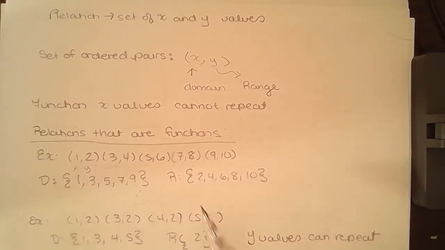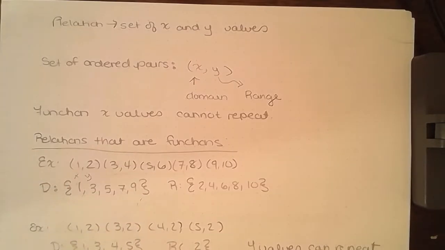When I talk about my range, it's the output of the function. Remember, that's also our y values, which is here. It's 2, 4, 6, 8, and 10. Now, these are really basic examples, so hopefully you've got some more extensive ones in the exercises that you've gotten.